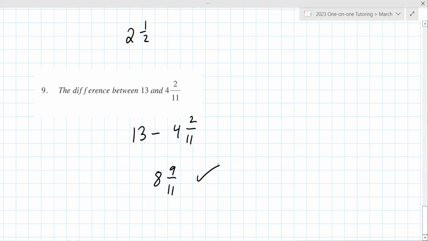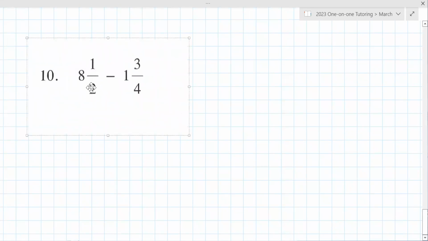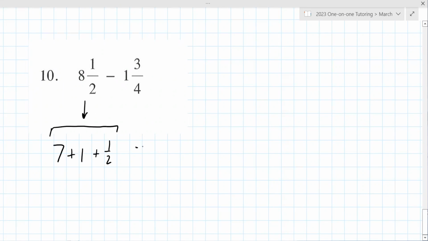Perfect. Okay, very good. So we've got some time here. Let's keep going. So 10, 11, and 12 are, well, let's do 10. 11 is like ones we've been doing. So 10, the reason we're doing this break apart is because the fraction next to the number on the left is smaller than the fraction on the right. That's the key consideration here. But you still break this apart. So this becomes 7 plus 1 plus 1/2. That's the left number. Okay. The right number is 1 minus 3/4.